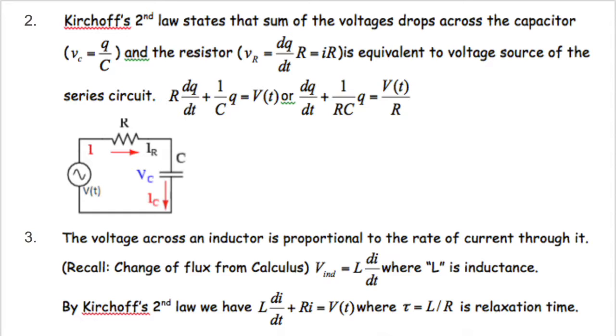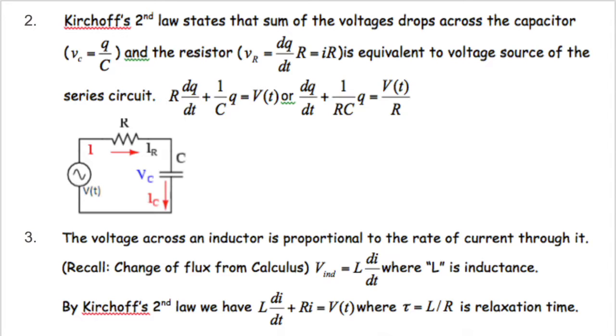The voltage drop across a capacitor is equal to charge Q over capacitance C, and the voltage drop across a resistor is equal to current I times resistance R. So the differential equation becomes R dQ/dt plus Q times 1/C equals V(t). Here, we discussed the RC circuit. Now, it's time for the RL circuit.